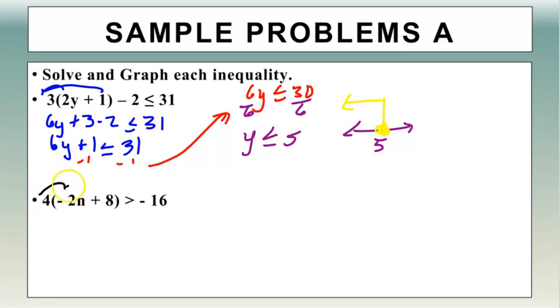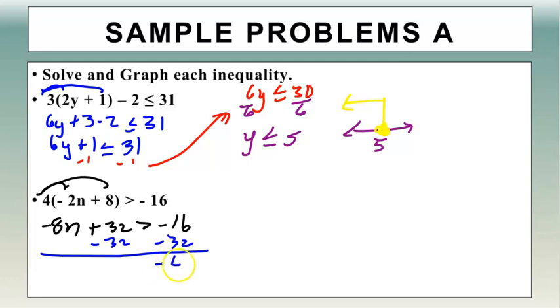Next, distribute to get rid of the parentheses. So we got 4 times negative 2n is negative 8n. 4 times 8 is a positive 32. This has to be greater than negative 16. To get everything away from the 8n, I'm going to subtract 32 on both sides.